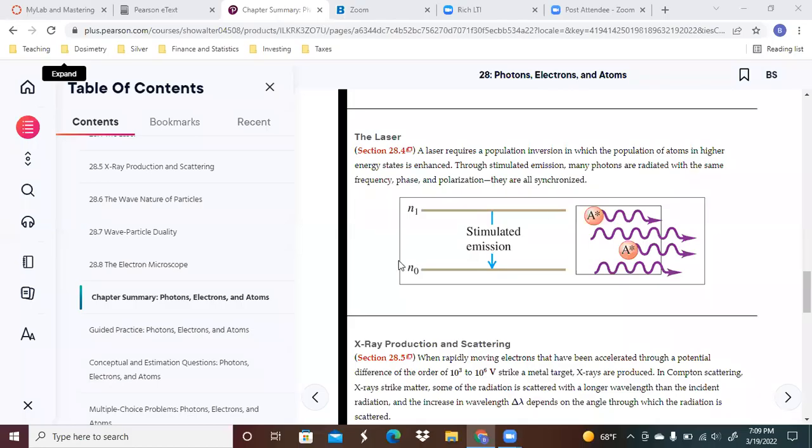This lecture will be over section 28.4. Here we'll be discussing a laser. So a laser requires a population inversion in which the population of atoms in higher energy states is enhanced. Through stimulated emission, many photons are radiated with the same frequency, phase, and polarization that are all synchronized.